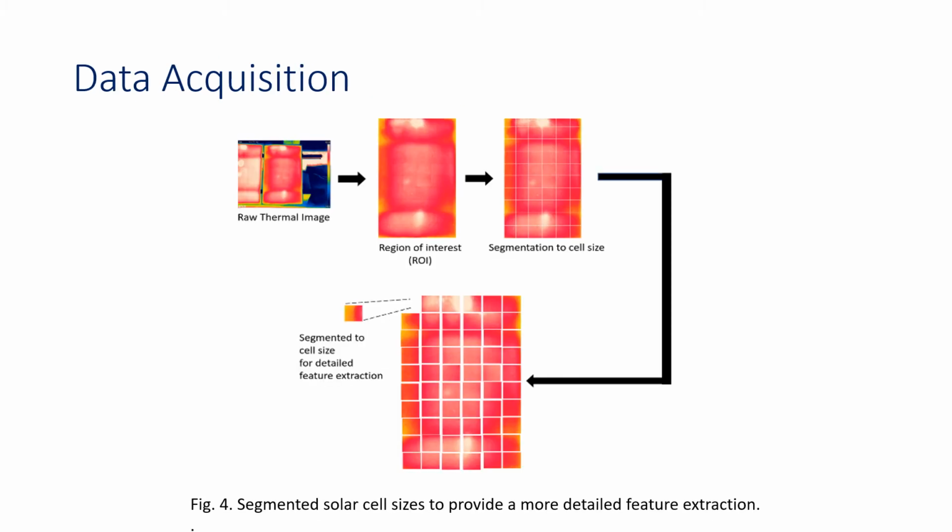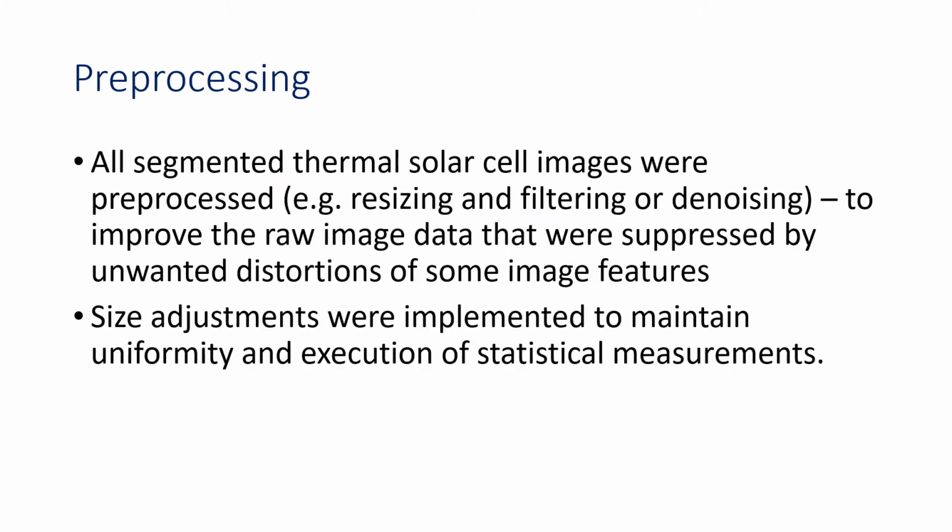Figure 4 shows all the acquired thermal solar cell images were segmented into solar cell sizes to provide a more detailed feature extraction. In the pre-processing technique, all segmented thermal solar cell images were pre-processed. It aims to improve the raw image data that were suppressed by unwanted distortion or noise of some image features. Sizes are adjusted to maintain uniformity and execution of statistical measurement.